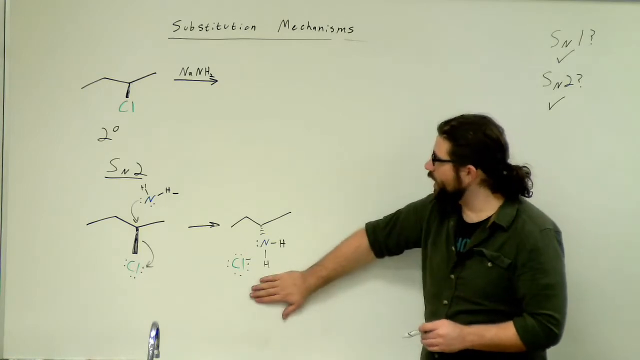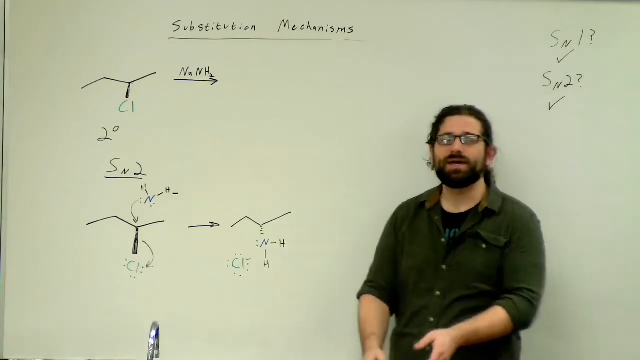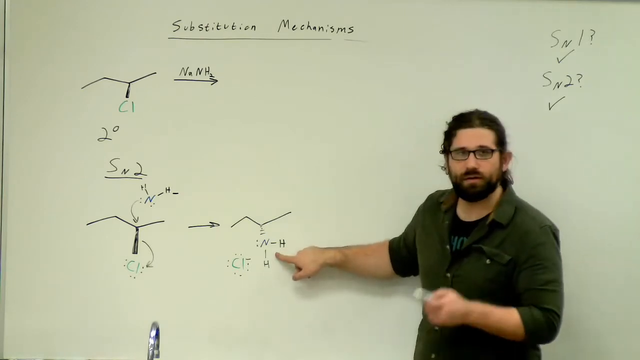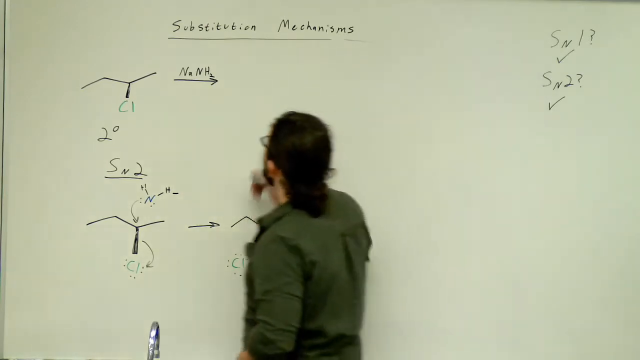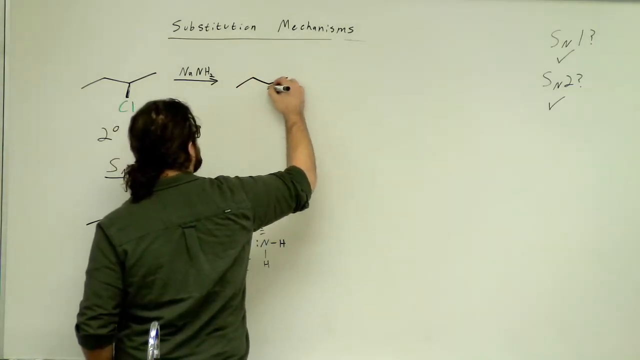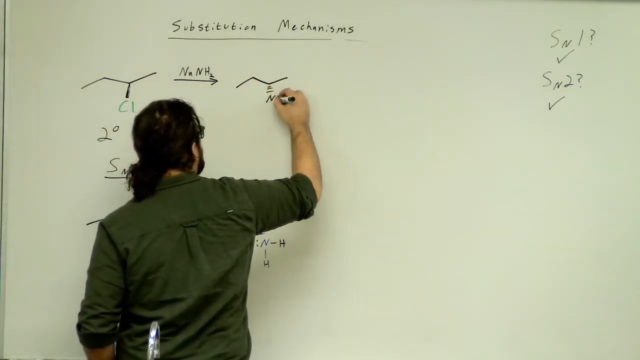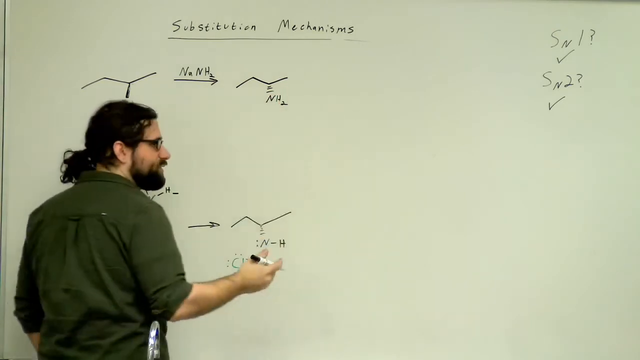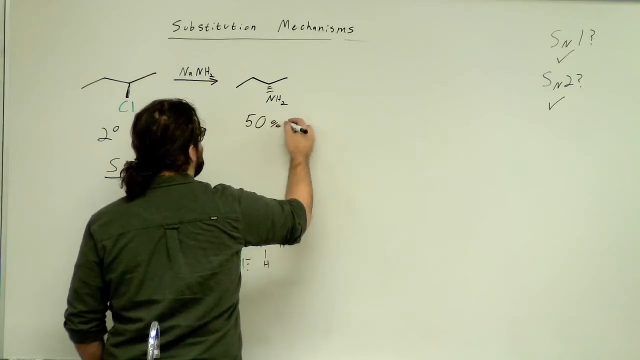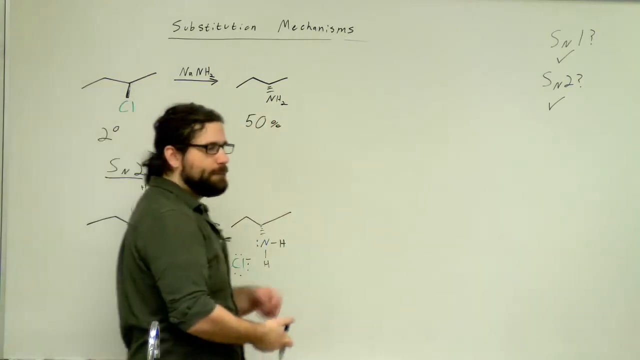So there's my products from the SN2 reaction. It is exclusively going to be in this stereochemistry. So I can write that in. I'm going to have products that look like this. And we'll say 50%. We'll say these occur at the same rate, and we're going to get 50% of this. All right?